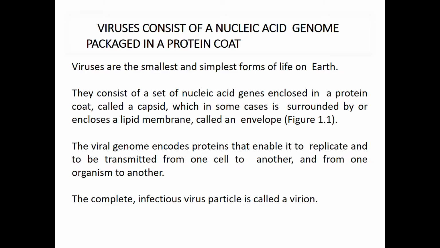As we know, viruses are the smallest and simplest forms of life on Earth that we cannot see with the naked eye. We can see them only with an electron microscope, and they consist of a set of nucleic acid genes enclosed in a protein called a capsid, which in some cases is surrounded by a lipid membrane called an envelope. The viral genome encodes proteins that enable it to replicate and to transmit from one cell to another and from one organism to another. The complete infectious particle is called a virion.